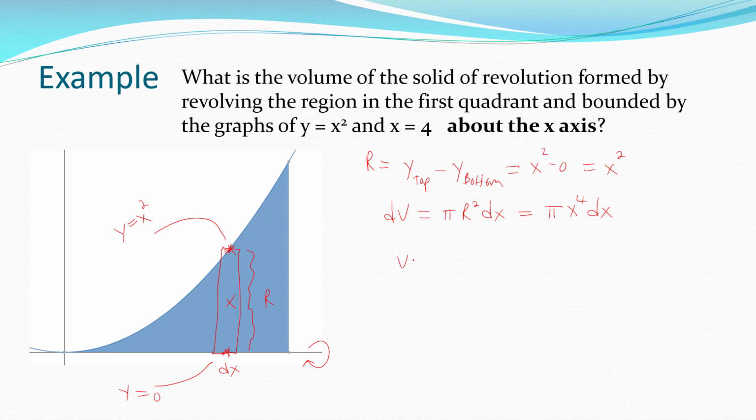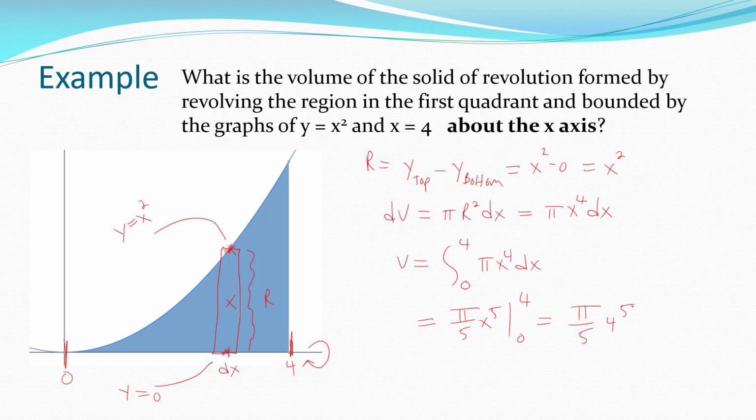So if I want the overall volume, it would then equal the integration from 0 to 4 of pi x to the fourth dx. And I know it goes from 0 to 4 because this is where 0 is and this is where 4 is on the x-axis. We can, of course, do that integration very easily. That would then be pi over 5 times x to the fifth from 0 to 4. So that would be pi over 5 times 4 to the fifth power, which honestly I don't care about doing.